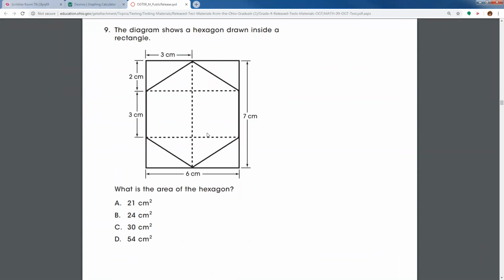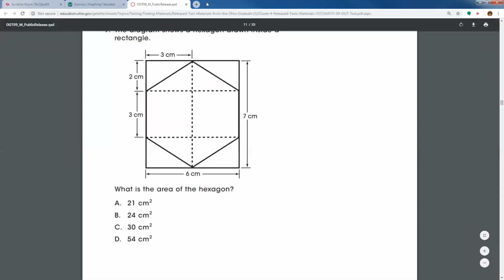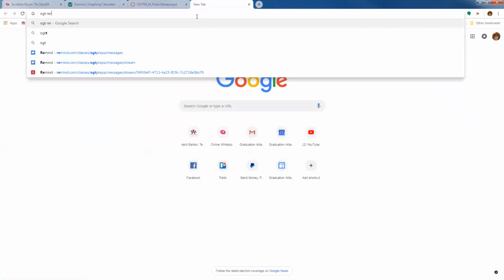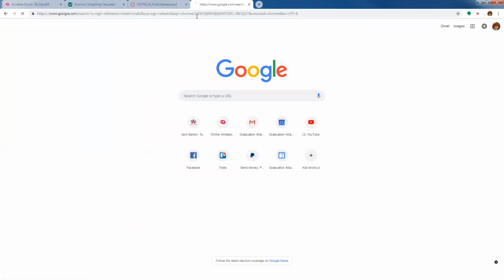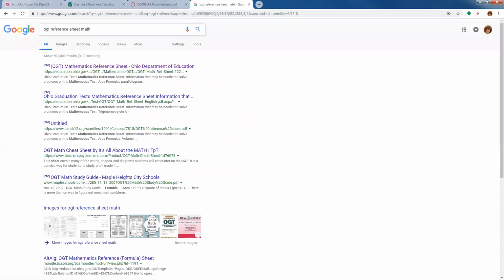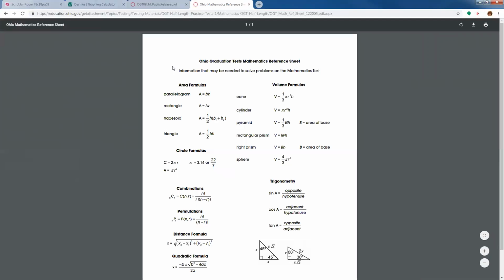So this one's geometry, but it's not angles. This one's about area. Okay. So area, you do have some help with some of the geometry questions from the reference sheet. I always just Google OGT reference sheet math, or I think I've sent out the link before. If not, I can send it out.